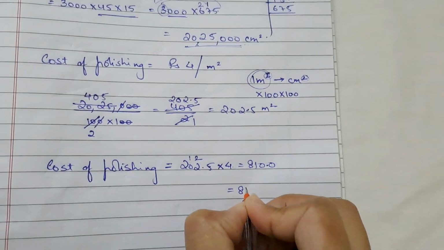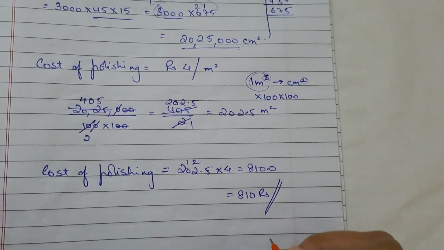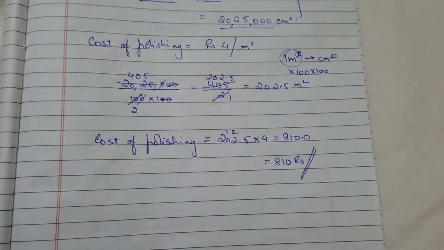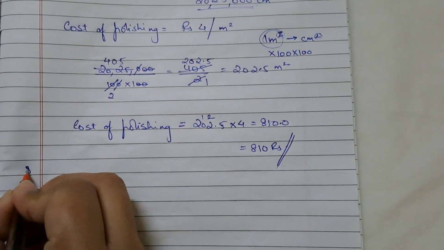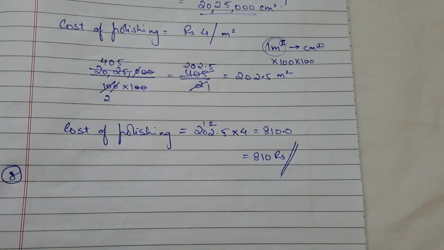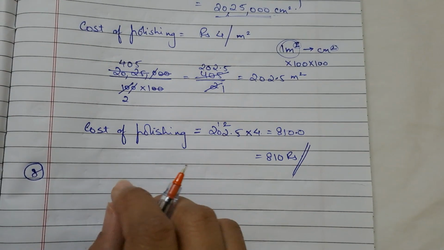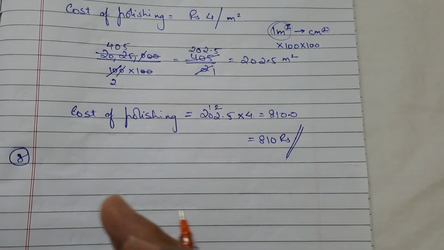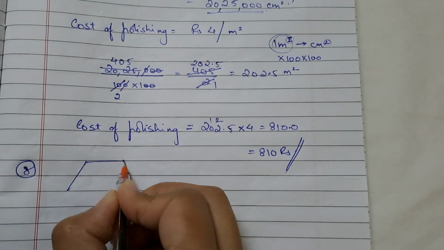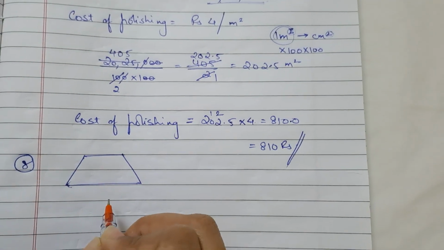So it is going to be 810 rupees will be the total cost that will be required to polish the floor. Going to the 8th question then, if you look at the 8th question, it says that Mohan wants to buy a trapezium shaped field. Okay, trapezium shaped field, let me just write it down. Trapezium shaped field he wants to buy.